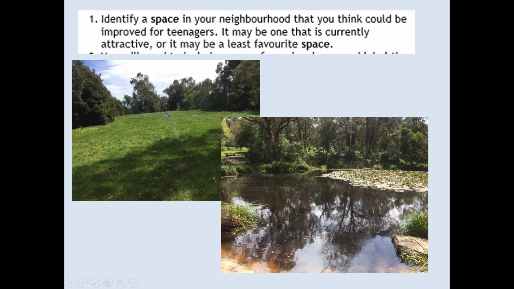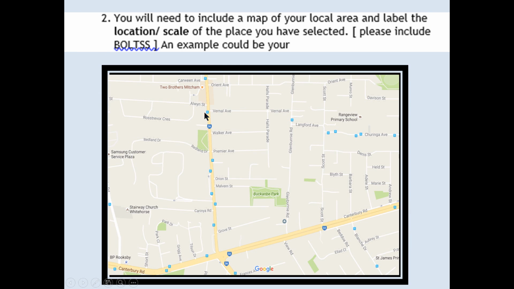I've taken a couple of shots of this particular park, a couple of different locations within the park. So that's number 1 done. Number 2, you need to include a map. So there's the park that I took a photo of. Notice I haven't zoomed right in on the park. I've got the general area, but you have to have a map with your BOLTS: border, orientation, legend, title, scale, source. The source in this case would be Google Maps, as you can see down here.